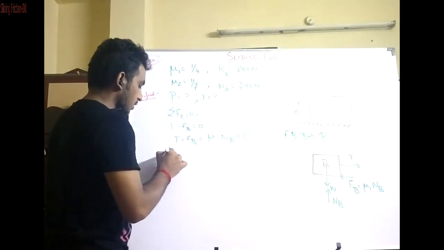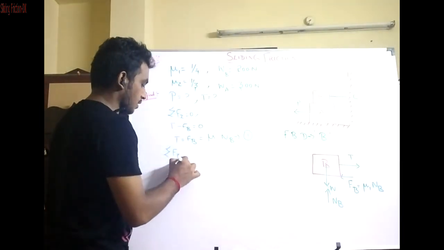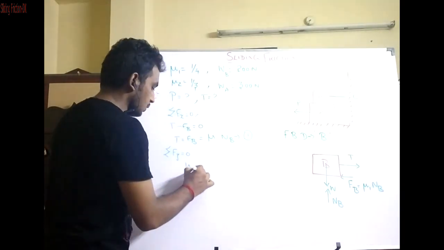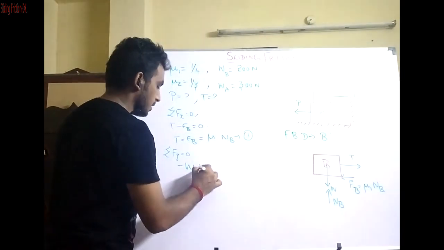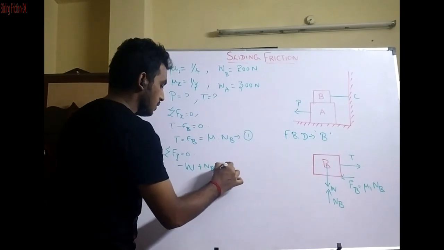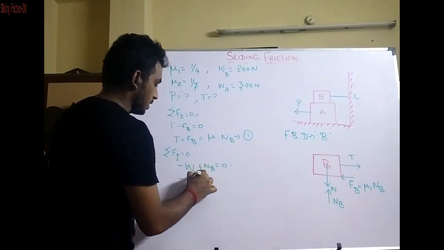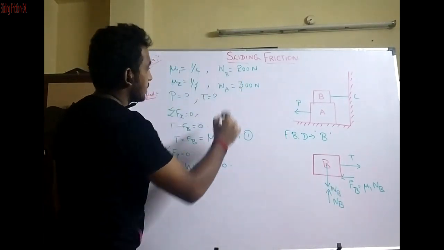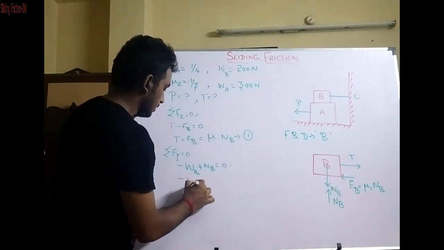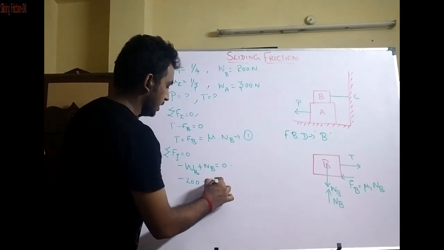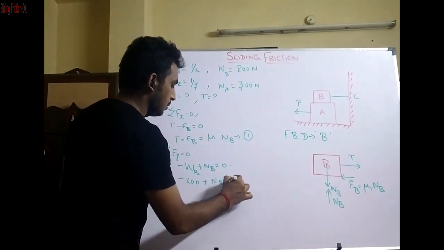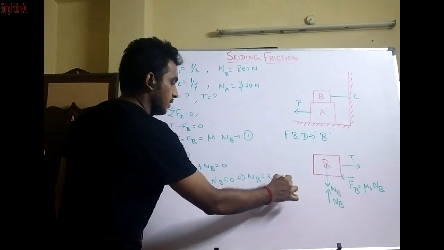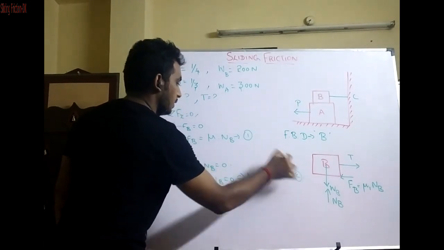And then resolving the forces in vertical direction, summation F_y is equal to 0, we will get minus W_B plus N_B is equal to 0. The weight exerted is 200 Newton, so we will get N_B equal to 200 Newton. So substituting this value in equation number 1.